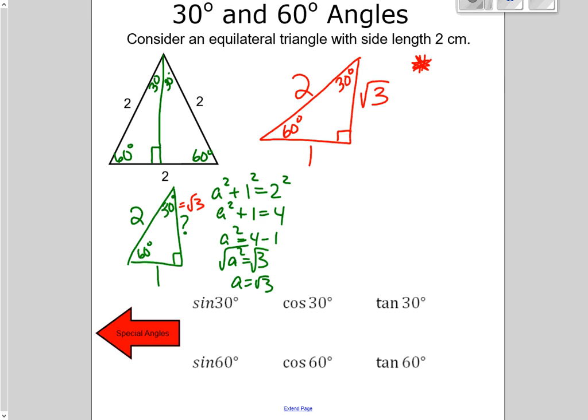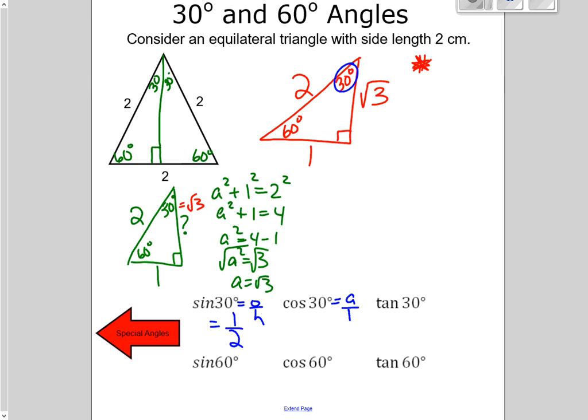Okay. So now because we have two different angles, we have 30 and 60, we can find the sine and cos and tan of the 30 and the 60. So let's start with 30 degrees. 30 degrees is up here in my top corner right here. So I know that sine is equal to opposite over hypotenuse. My opposite of 30 is 1. My hypotenuse is a 2. So sine 30 is equal to a half.